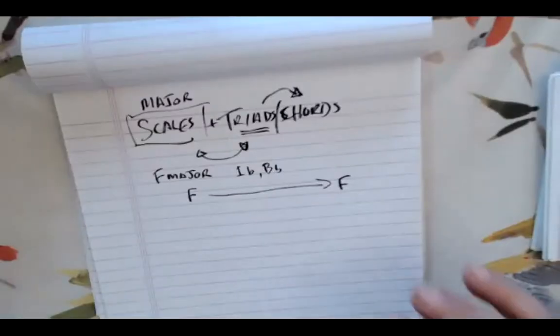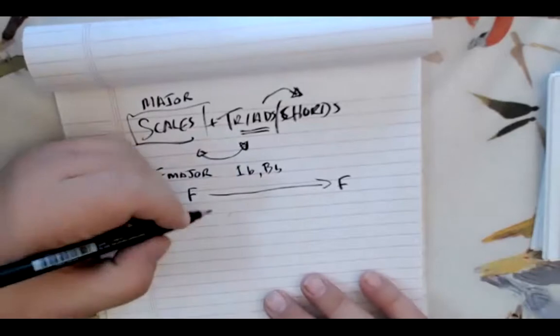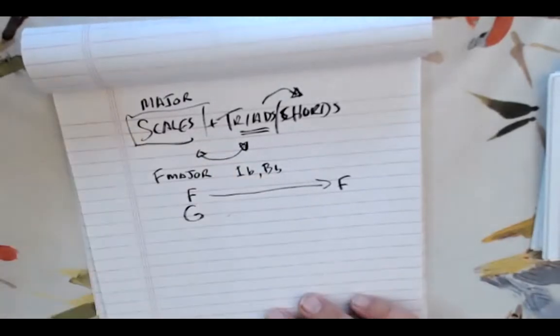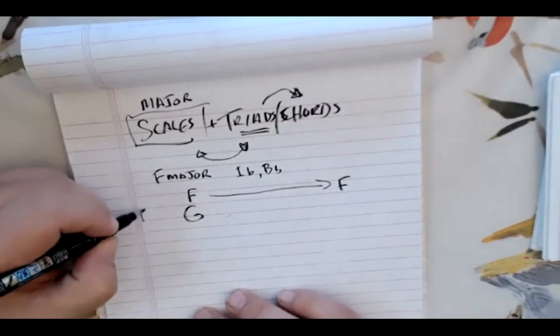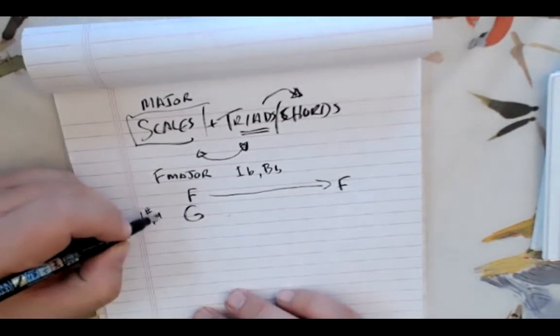But that's how I do that. Now, going back to here, and that's good, by the way. If you can do that, boom. Let's try that with the G scale. So G scale, in your head, you're thinking, oh, that's got one sharp, and that sharp is F sharp.